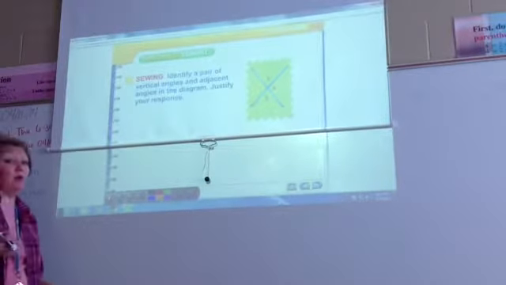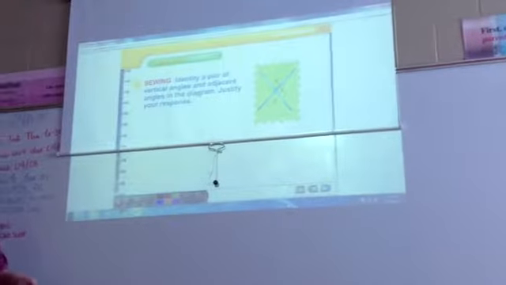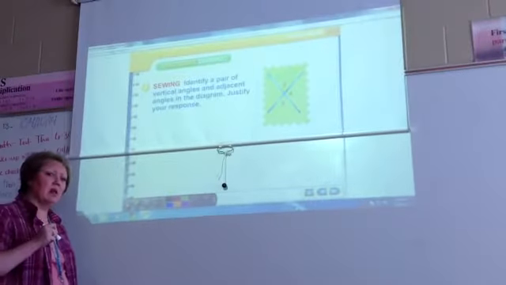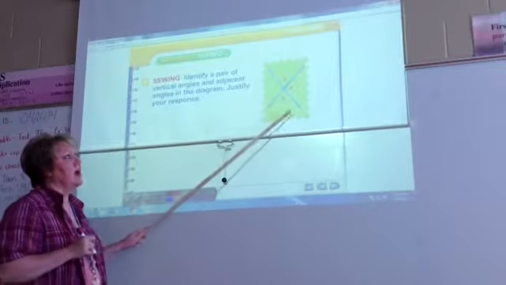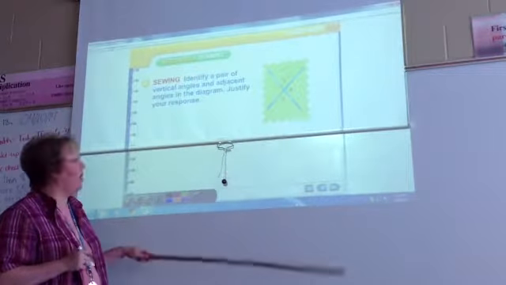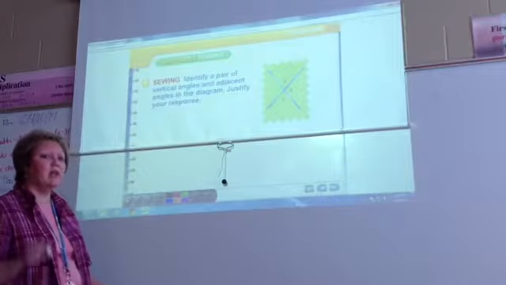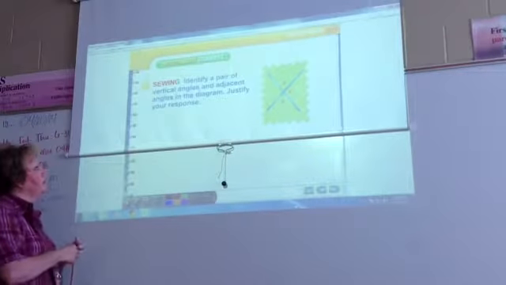Now, I know when my grandmother used to quilt, I used to love to look at the sewing lines on her quilts, and there is tons and tons of vertical and adjacent and all kinds of lines in quilts. Get one and look at it sometime.